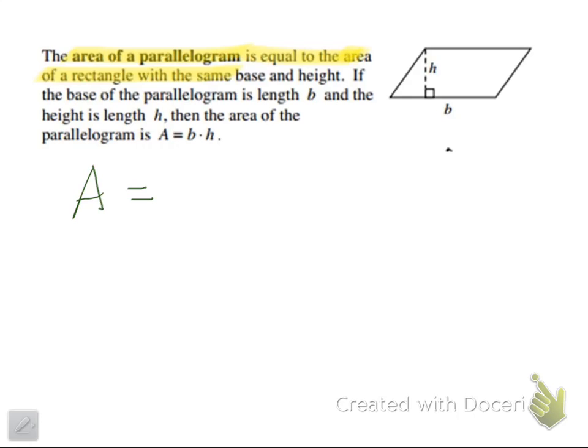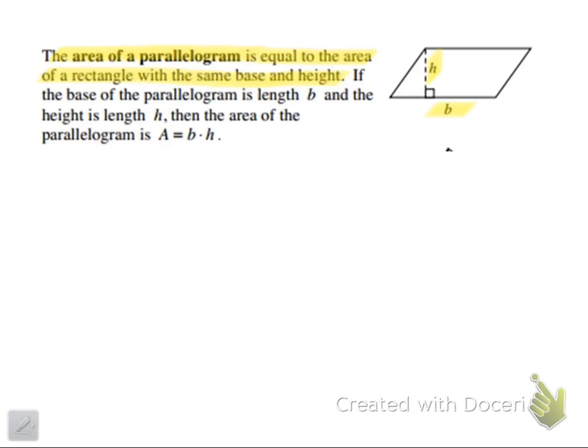So let's read that again. The area of a parallelogram is equal to the area of a rectangle with the same base and height. If the base of the parallelogram is length b and the height is length h, then the area of the parallelogram is A equals b times h, or area equals base times height. How do we know this?